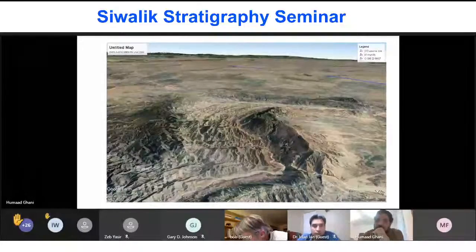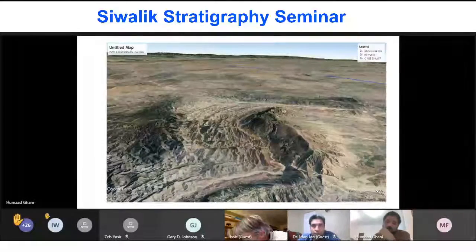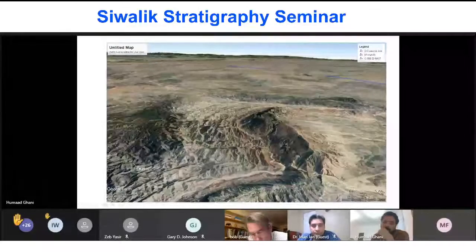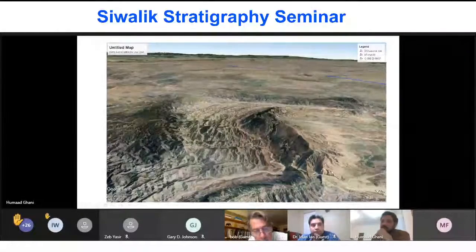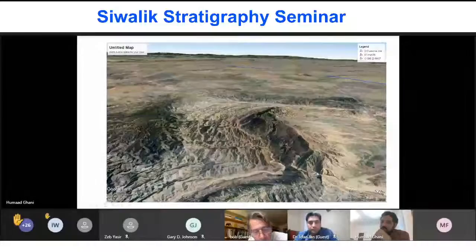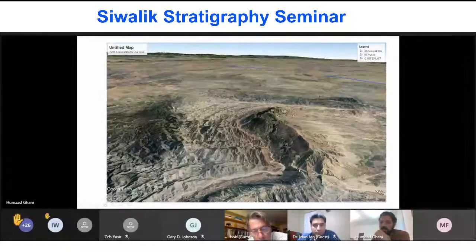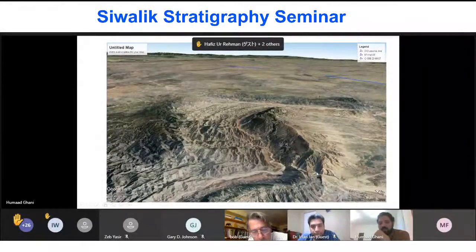In earlier work, what we had was data from this part, from the paleomagnetism. We don't have any data from this part. So what we had is the first data coming out. This somehow shows an earlier uplift in this part.